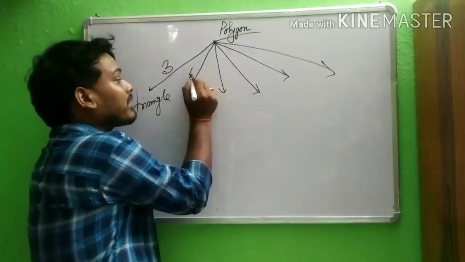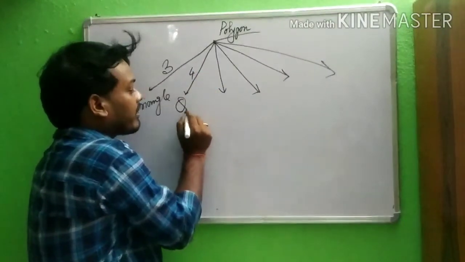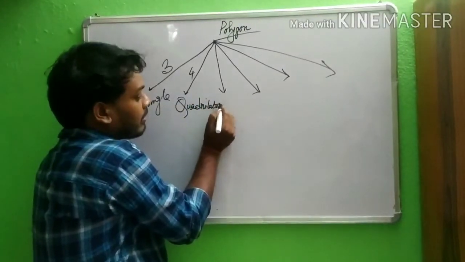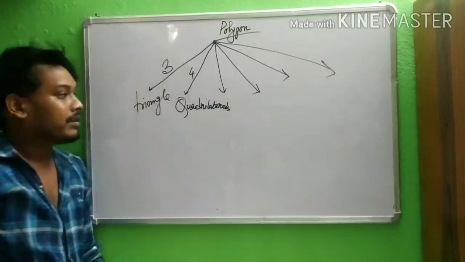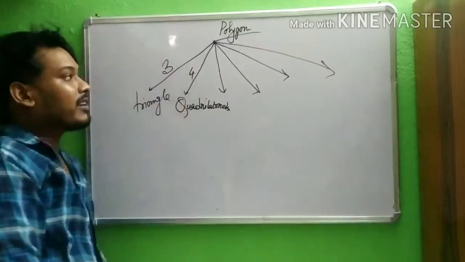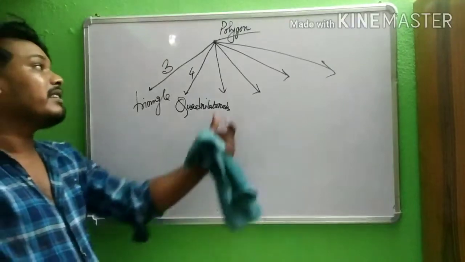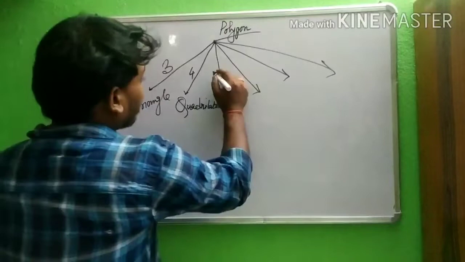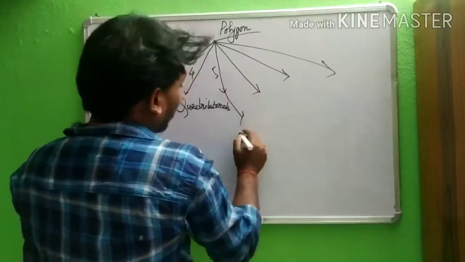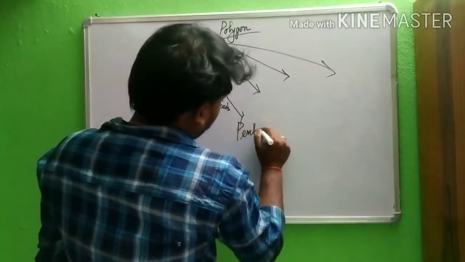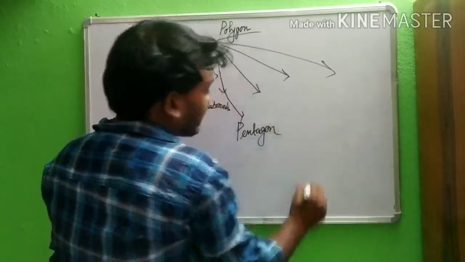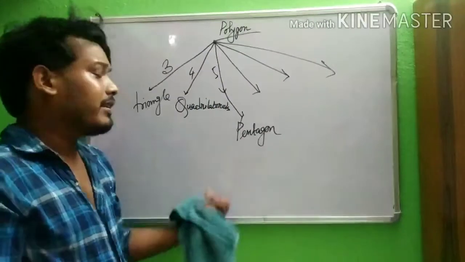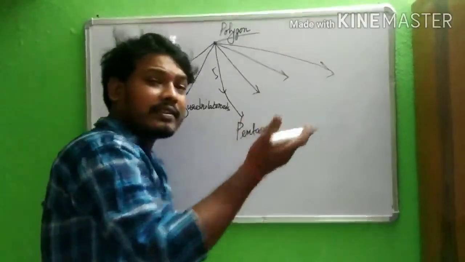If the number of sides is 4, then it is a quadrilateral. So what is a quadrilateral? A quadrilateral is a polygon with 4 sides. If the number of sides is 5, then it is called a pentagon. Similarly, you can give the definition: a pentagon is a polygon with 5 sides. All definitions are similar.